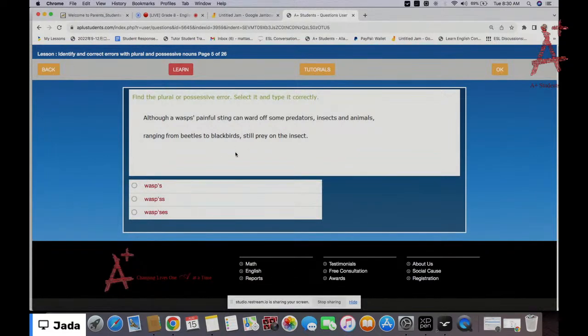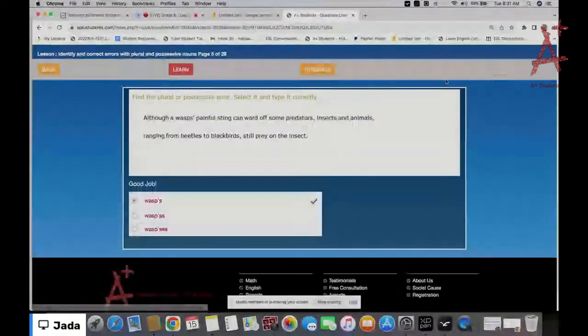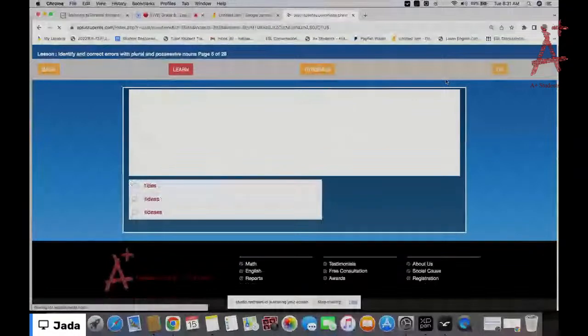Although a wasp's painful sting can ward off some predators, insects and animals ranging from beetles to blackbirds still prey on the insects. So now, what is it? Okay, it's a singular noun. So yeah, that's it.